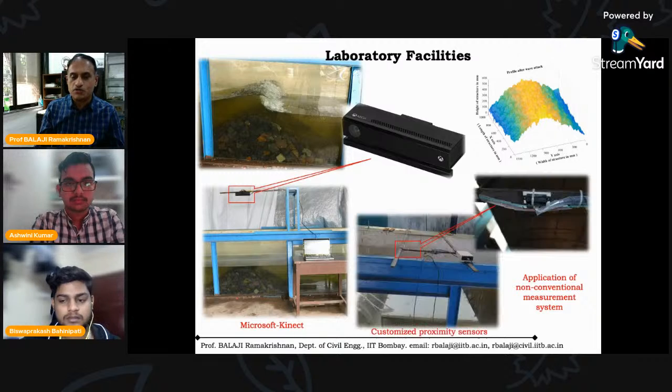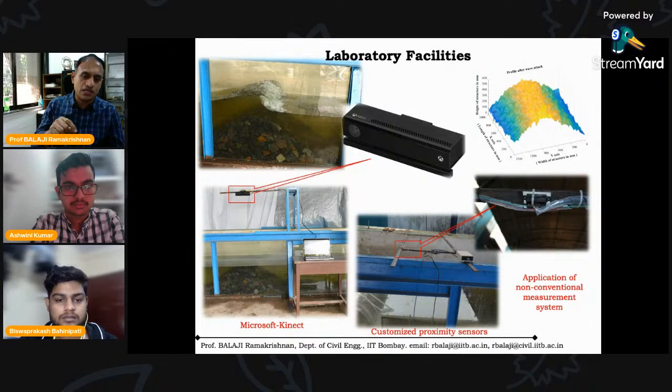And there are some students who also came up with customized sensors developed by themselves to measure some parameters in the laboratory scale. The one that is projected on the screen at the moment is called the proximity sensor. It is also working on the principles of infrared. They usually measure the proximity, how close the object is with respect to some kind of equilibrium or mean position and so on and so forth. So we used a non-conventional measurement system also successfully in some of the studies.